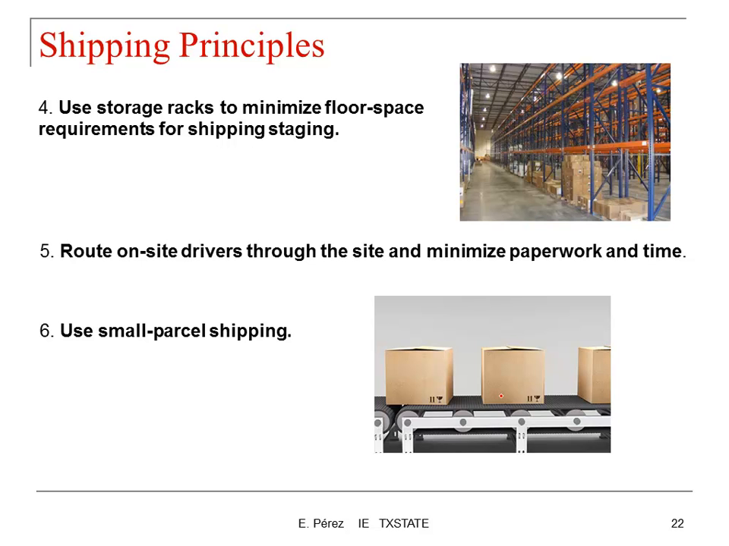Route on-site drivers to the site to minimize paperwork and time. Again, with technology, these handheld devices and so on, you can save a lot of paperwork. Scanners and other type of technology can help you improve the operation of your warehouse. And going back to the same point, use small parcel shipping. That also helps you to have more flexibility in terms of moving those items within your warehouse and shipping them to your customer.